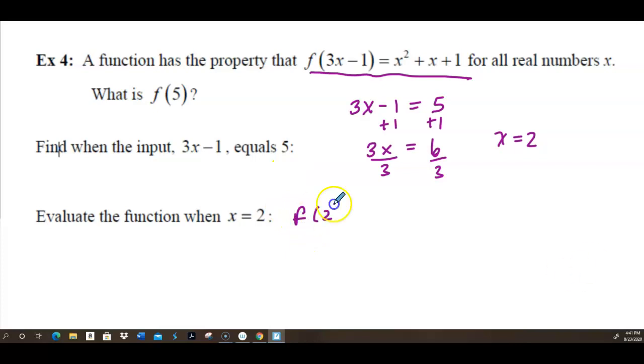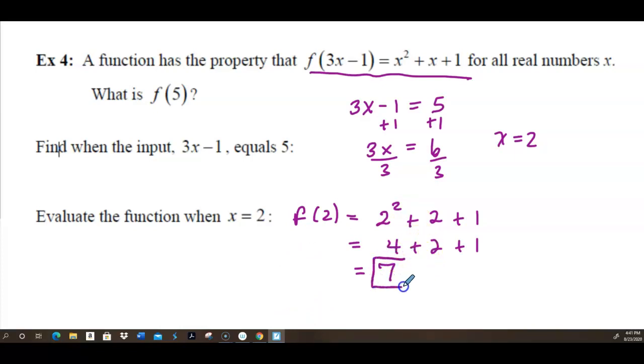So f of 2 is equal to, in place of x, we're going to plug in 2. So I have 2 squared plus 2 plus 1. 4 plus 2 plus 1. And our final answer, 6 plus 1 is equal to 7. So f of 3x subtract 1 is equal to 7 when I'm finding what f of 5 is.